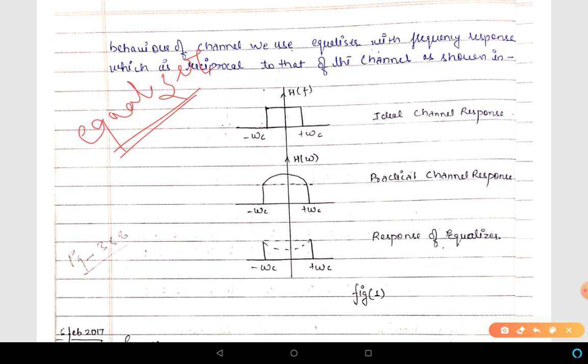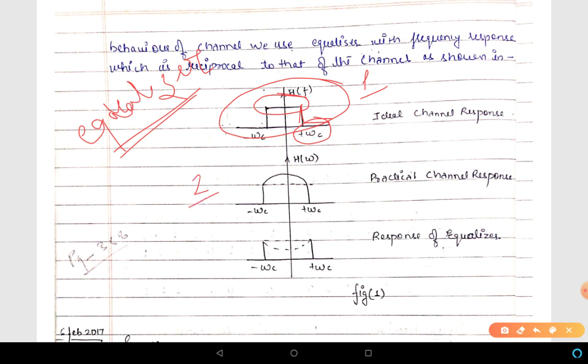So what is an equalizer? An equalizer, as the name suggests, equalizes something. To understand the role of an equalizer in communication, let us consider a channel shown here in figure 1. This is an ideal channel. The response is ideal because it is flat till omega c, and then it goes down abruptly, which is not a practical case.